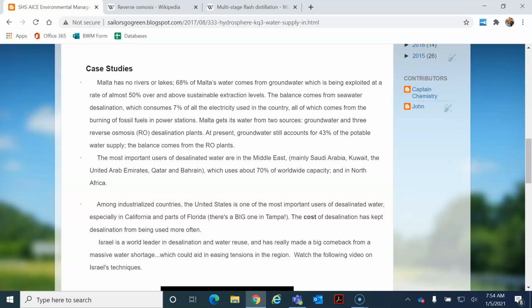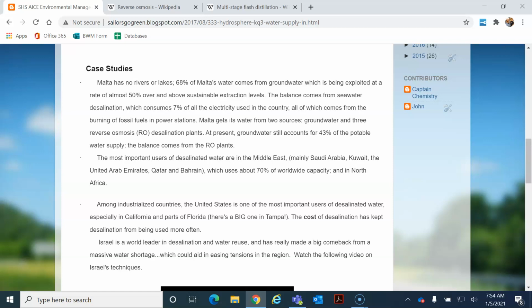So the balance, in order for the country to have enough water, comes from seawater desalination, which consumes 7% of all the electricity used in the country. So look at that. In the country, 7% of the total electricity is used for desalination. It takes a lot of electricity to do that. If you're going to take a whole 7% of the whole country just for this one process, that's a crazy amount, right? And all of which comes from the burning of fossil fuels in power stations.